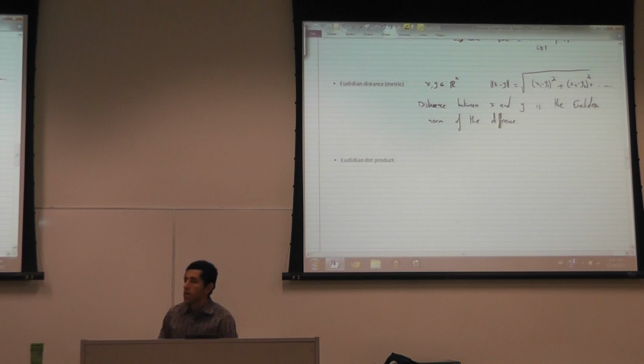We also need the direction, something to tell me how far vectors are from each other. Are they in the same direction or not? And for this, I use the Euclidean dot product. x and y are elements of Rn. x dot y is defined as x1 y1 plus x2 y2 plus x3 y3 and so on.